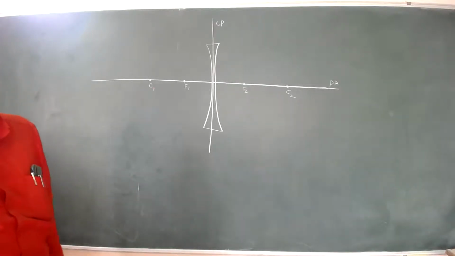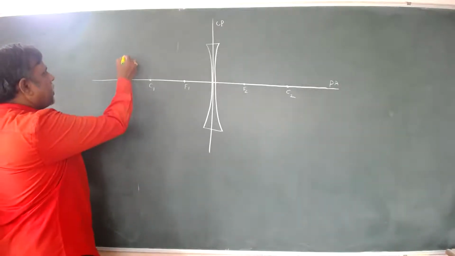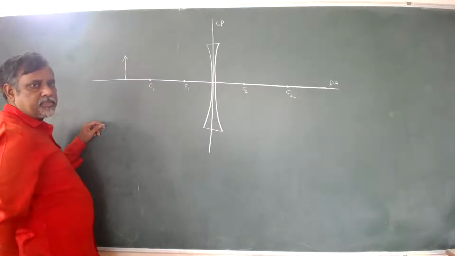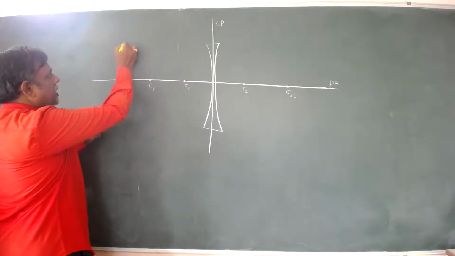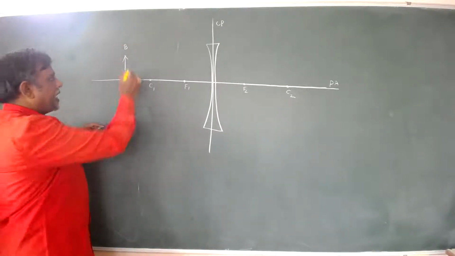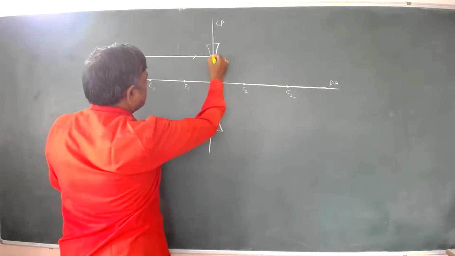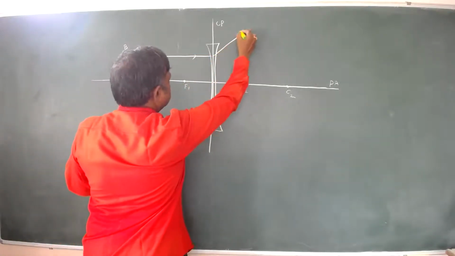Second case I will take. In the second case, the object is placed beyond the center of curvature over here like this. This is the object over here, AB. Then what happens? The light ray will be just passing over here, and the light ray undergoes refraction like this.